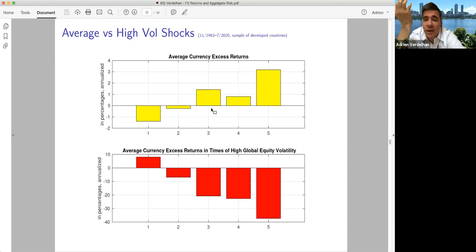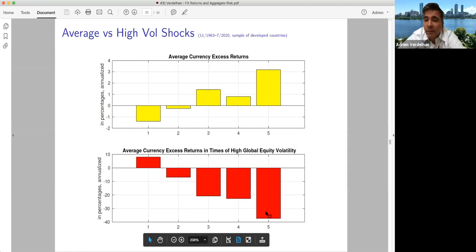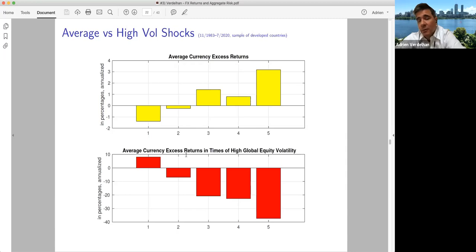Well, you can just check that. Just look at what happens when you invest in those countries in times of high global volatility. Here I'm looking at 2 standard deviations above, a big shock, right? And what you see is that you're going to lose a lot of money when volatility spikes up. And the difference with the first portfolio, in the first portfolio, you're going to make money in these exact same bad times. So that's really the risk return trade-off.